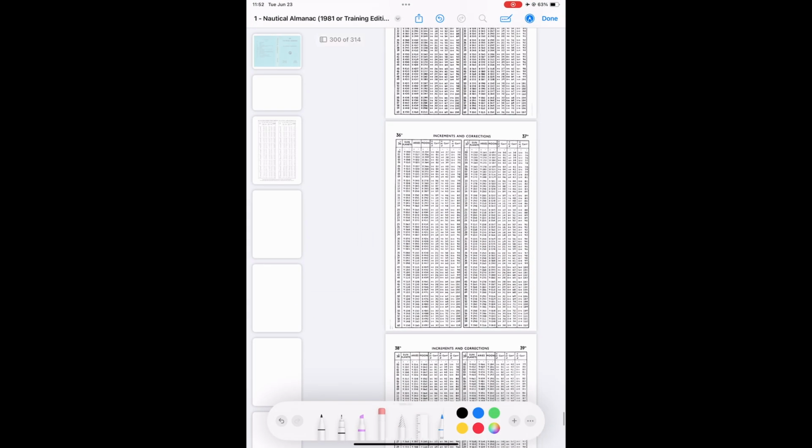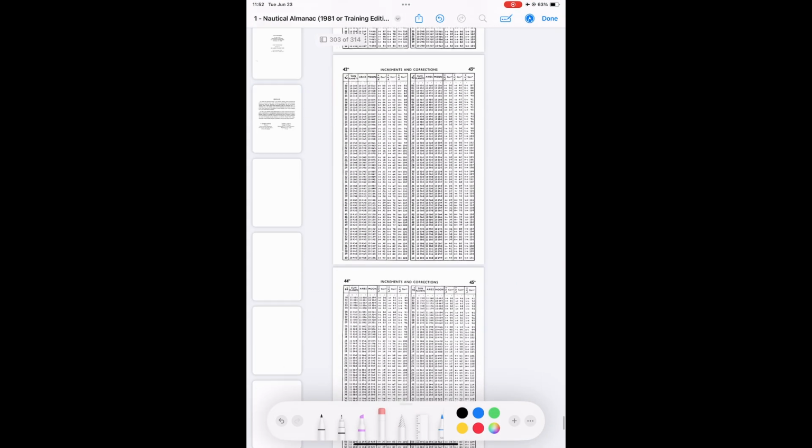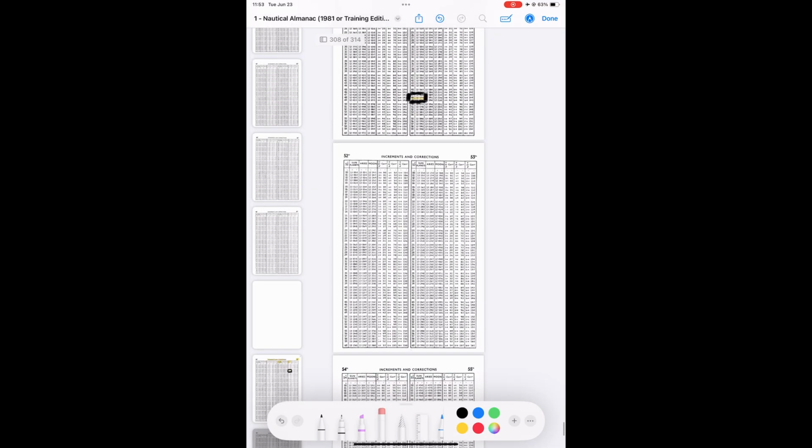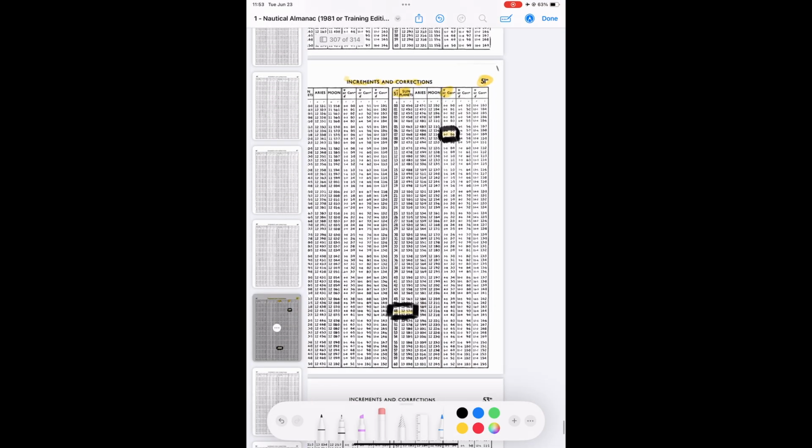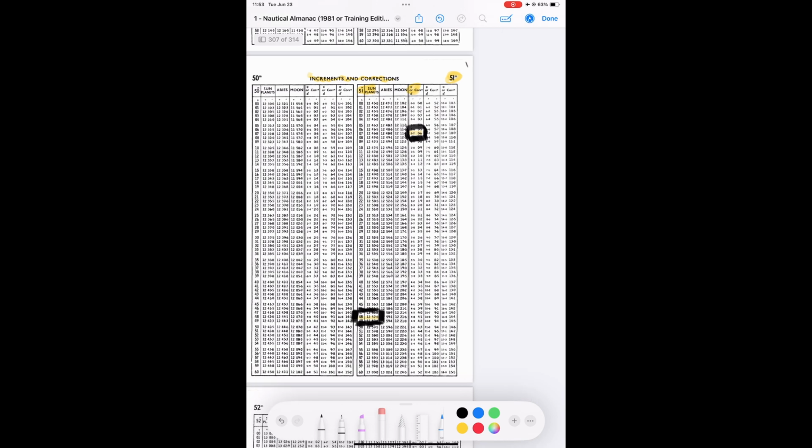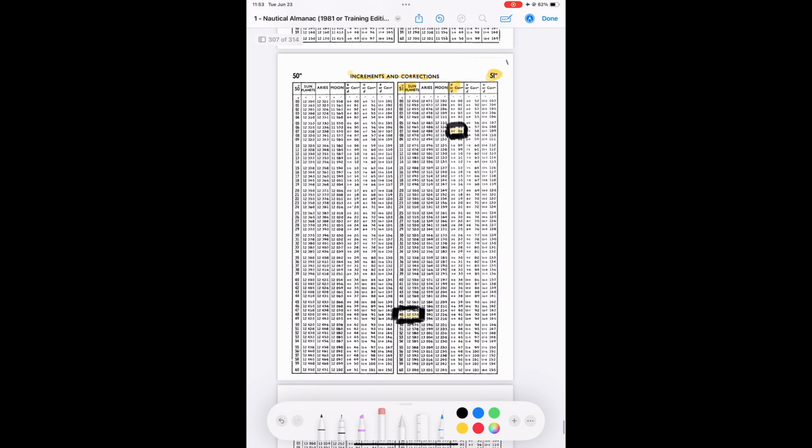Man, this thing is sticking, huh? All right, 51 minutes. And I happen to have it highlighted a little bit for you. Let's see if I can zoom in. So we're going to use the 51 minutes. And we also say we're taking a sun bearing, so we're going to make sure. Why does it keep doing that? Sun bearing. We're in this column here, all right? 51 minutes. We're going to scroll down.